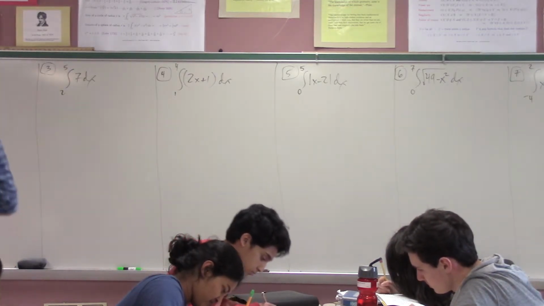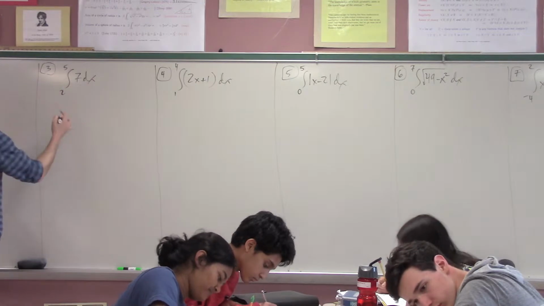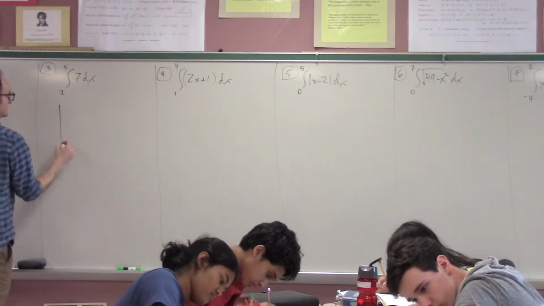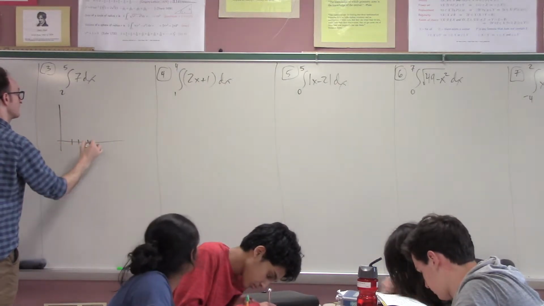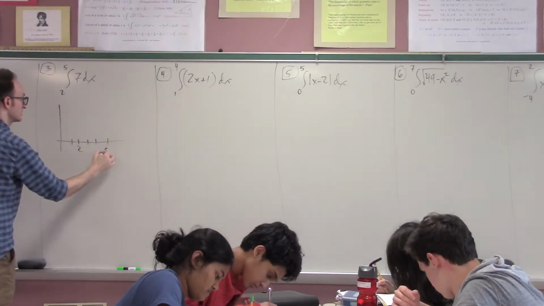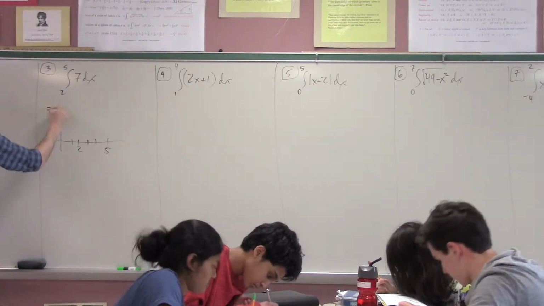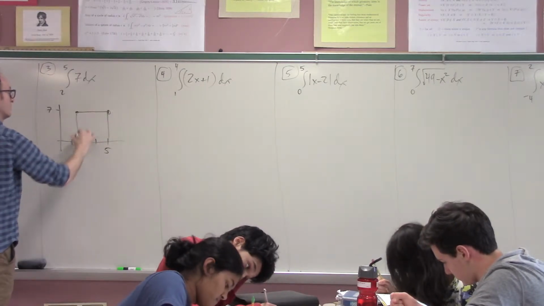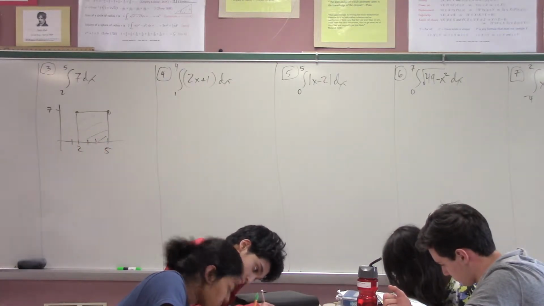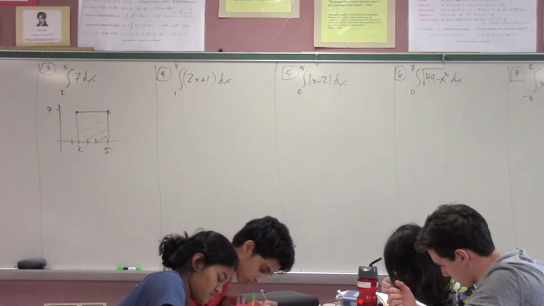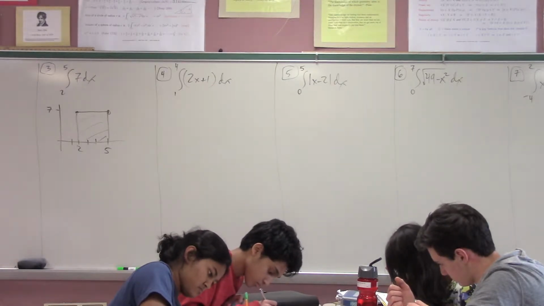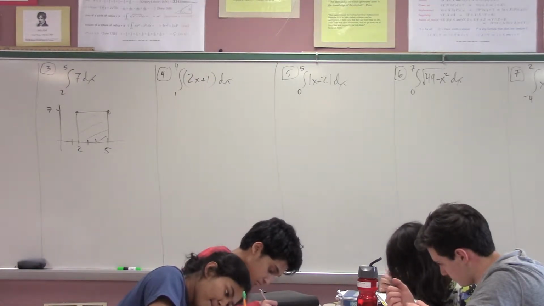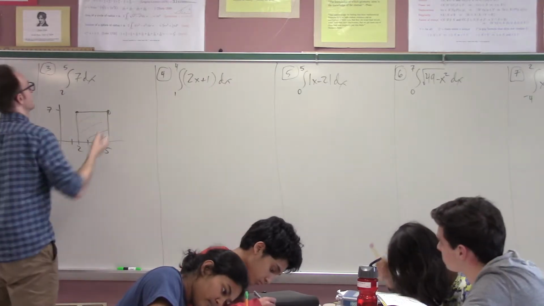Okay, what's the interval from 2 to 5? It's just like 7. 21. Yeah, because this is just like, duh. I'm going from 2 to 5, so there's 2, there's 5. So my function is just the constant function f of x equals 7. And so this integral can just be interpreted as the area of this rectangle, yeah? Answer? 21. Woo.